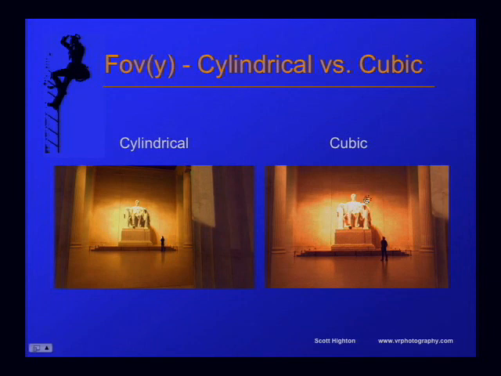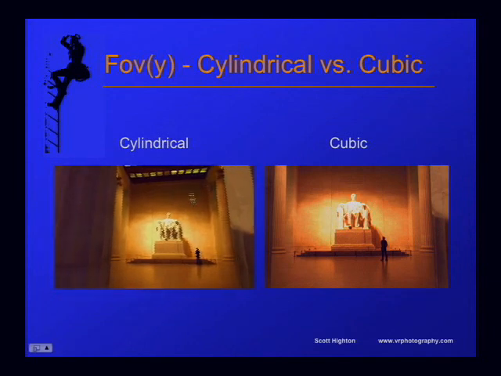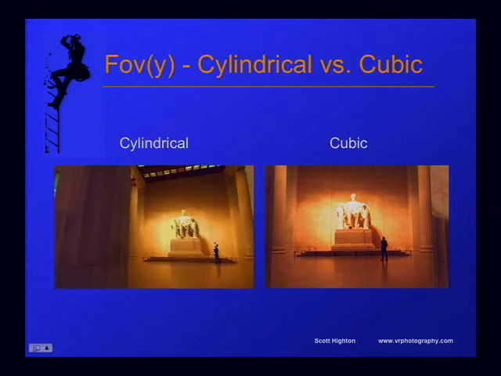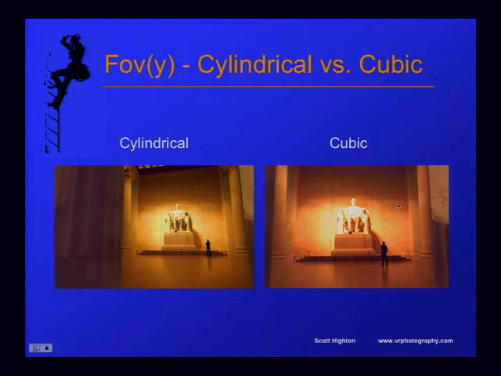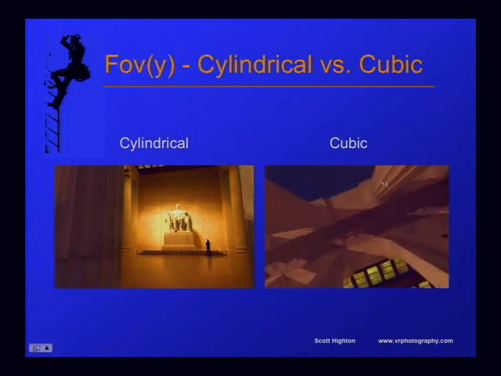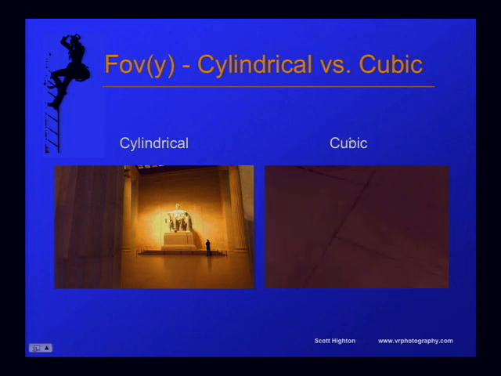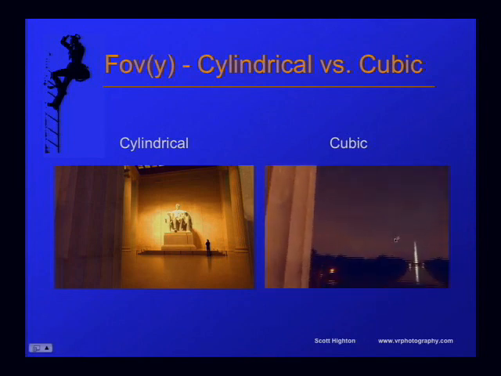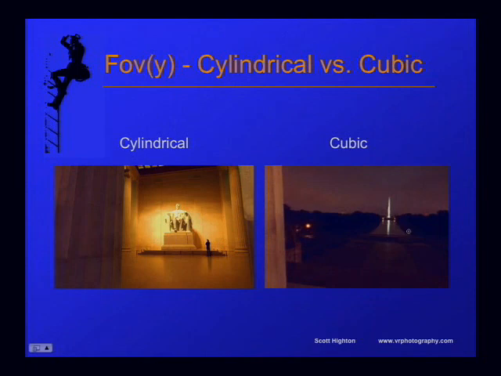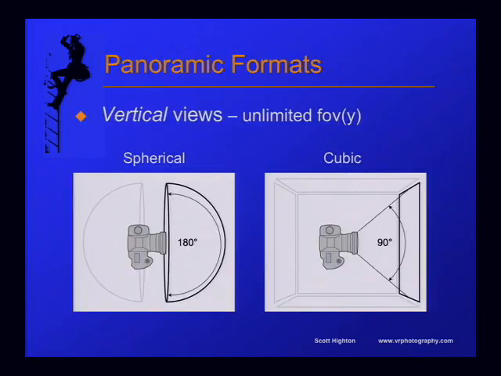But if you do a cubic, you're limited on how far up or down you can pan. A cubic version allows you to look straight up, look straight down, and still all the way around as well. There are different ways of capturing these. You can use fisheye lenses. You can use multi-row panoramic capture with traditional lenses.